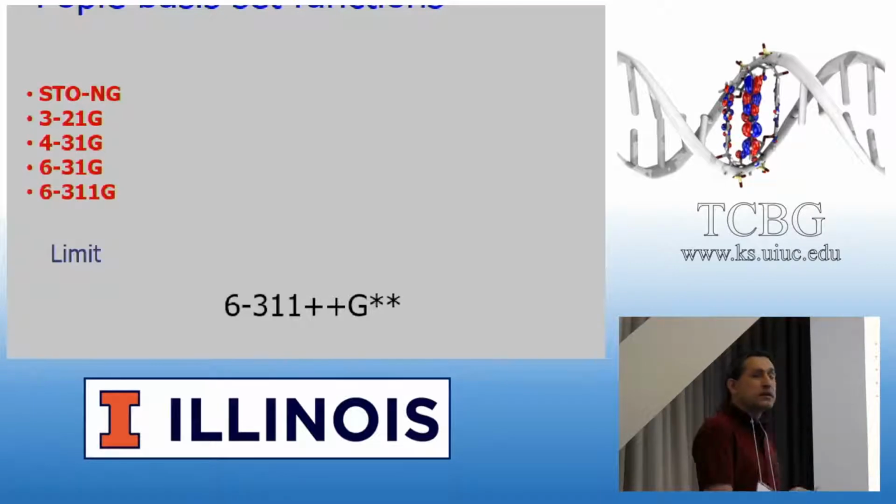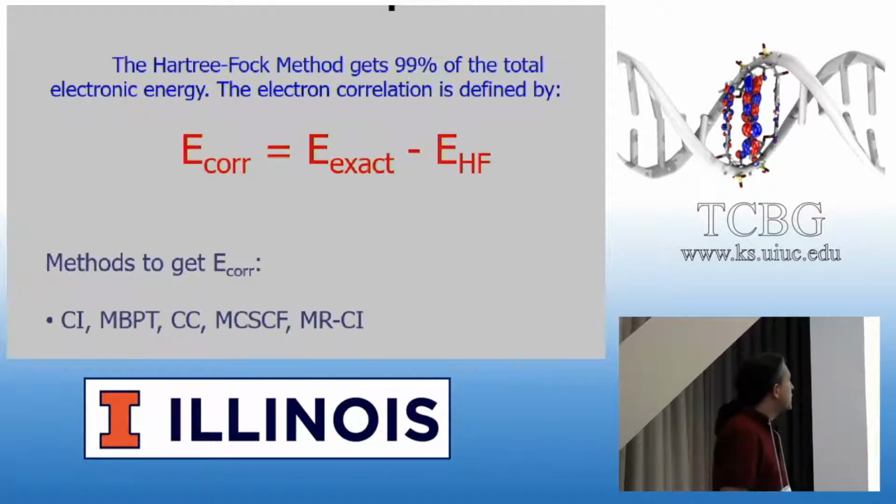And it's the second part of this lecture. And I would like to get back to discuss another important point in ab initio methods. It's the electron correlation problem.